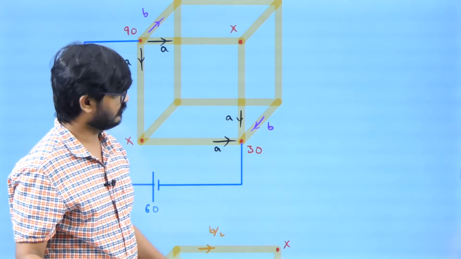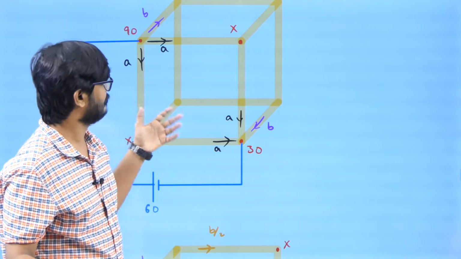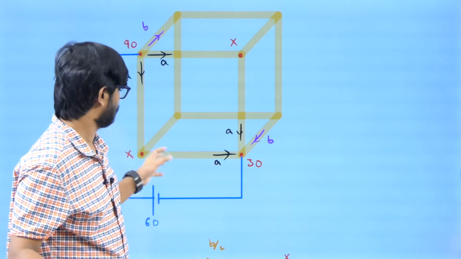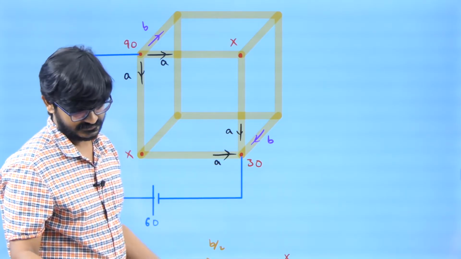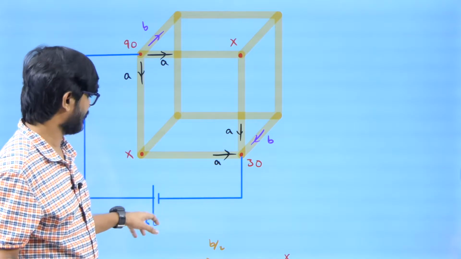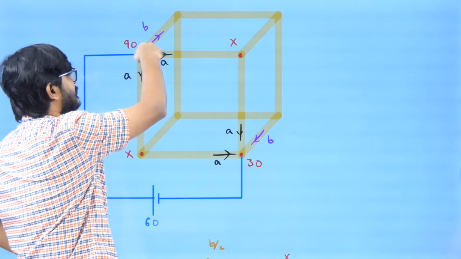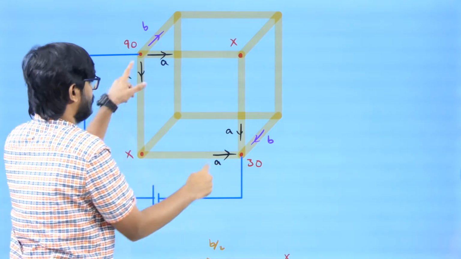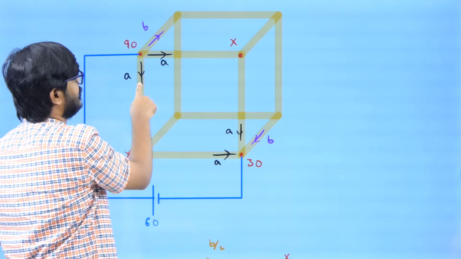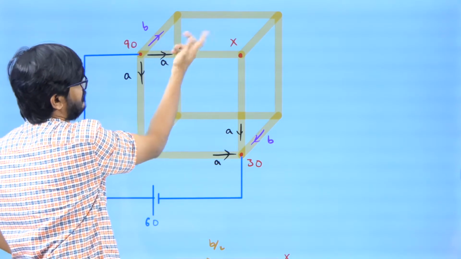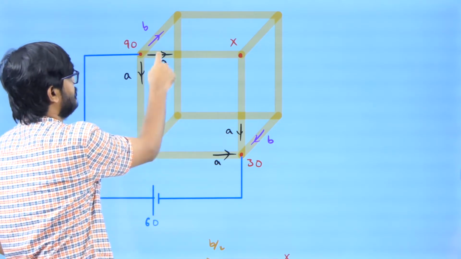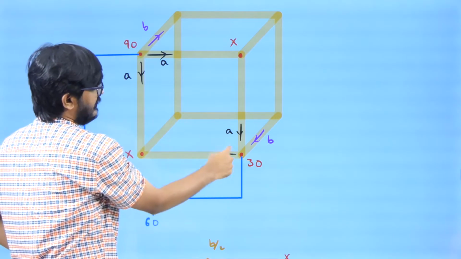Now the next question, don't bother about this 30 and 90. When I solved it for the first time, I think the difference was given as 30 and 90. Anyway, I have taken a battery of 60 volt here. Now if this current is A, then this current is also going to be A, because these two paths are equivalent to each other. But this is some other, different path, so I am assuming this current is B. Now if this is A and this is B, then this will be A and B.